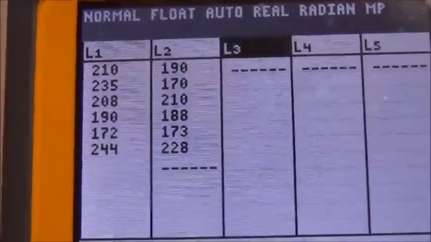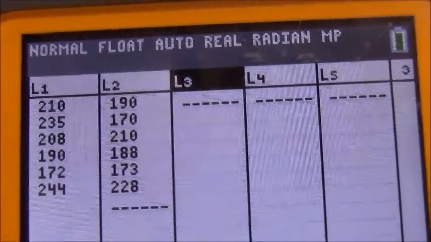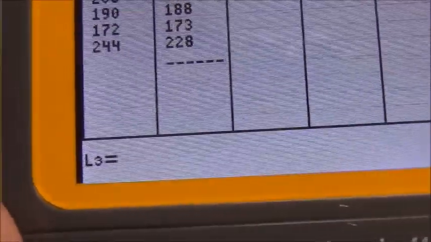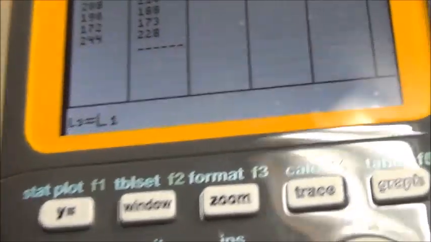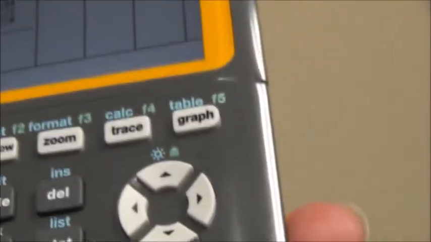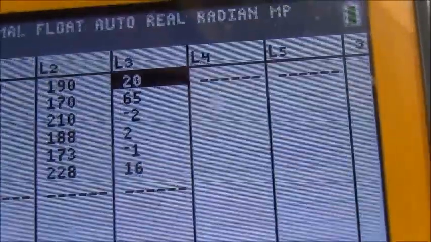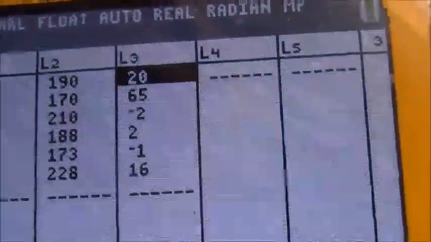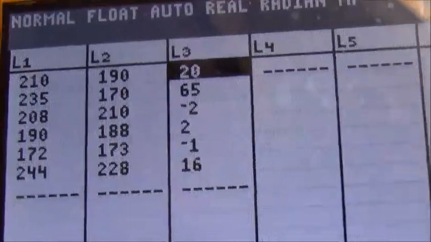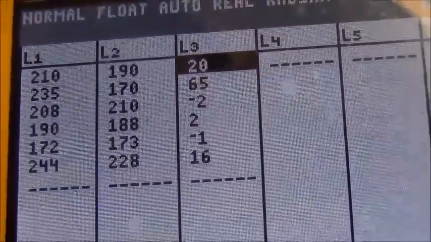So highlight L3 up at the top, and then down in the bottom we're going to put a formula in there. And so we're going to hit second function, number 1 to put L1, minus second function, number 2 to hit L2. We want to do list 1 minus list 2. When we enter in list 3, it will then do the calculations. And when you're on Alex, those numbers will already be in the table, but that way you can see and make sure that you have your list in there correctly.